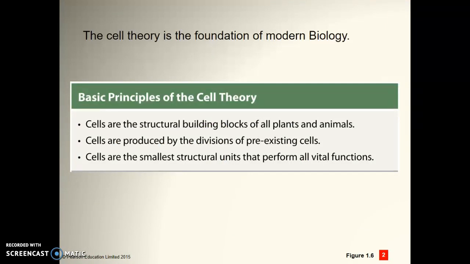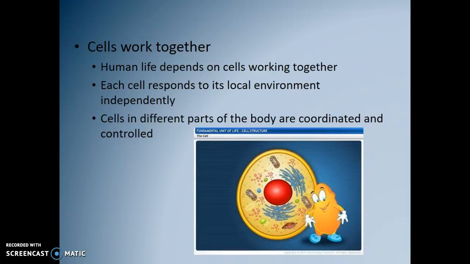The cell theory is the foundation of modern biology. Cells are the structural building blocks of all plants and animals. Cells are produced by the division of pre-existing cells. Cells are the smallest structural units that perform all vital functions. All of these cells have to work together to maintain homeostasis. So while each cell is independent in that it can respond to the local environment, they all are coordinated and work together in the human body.